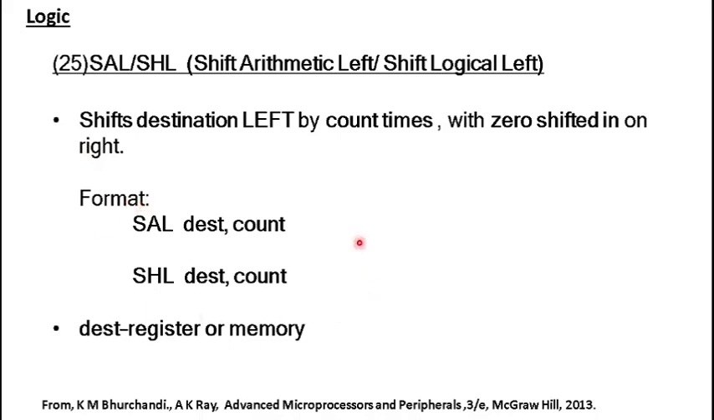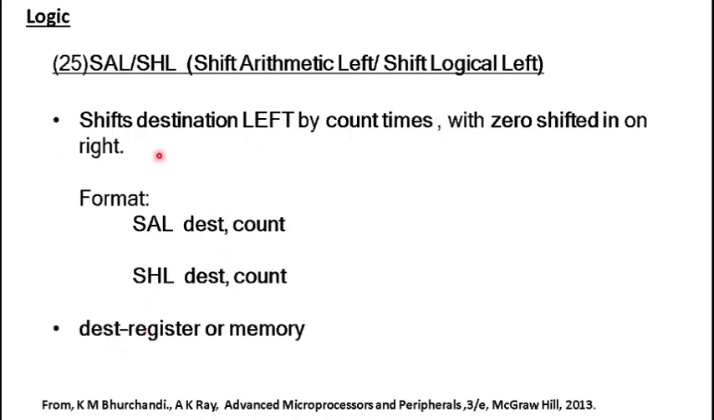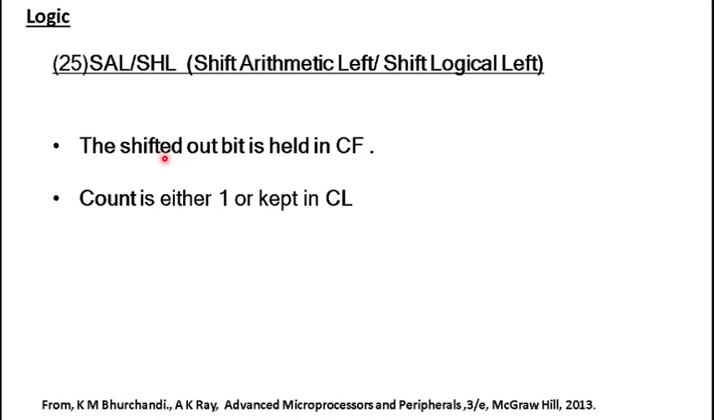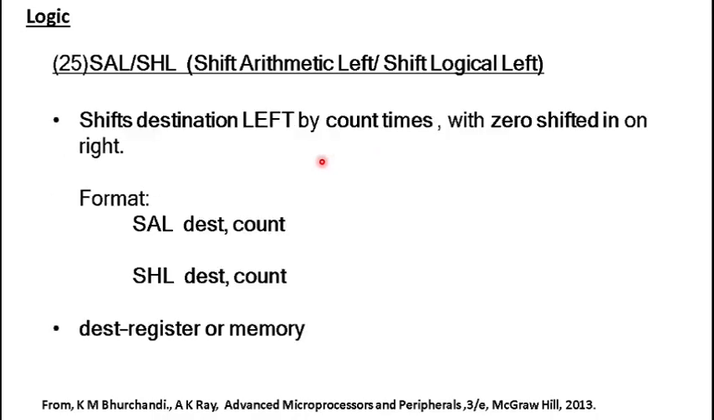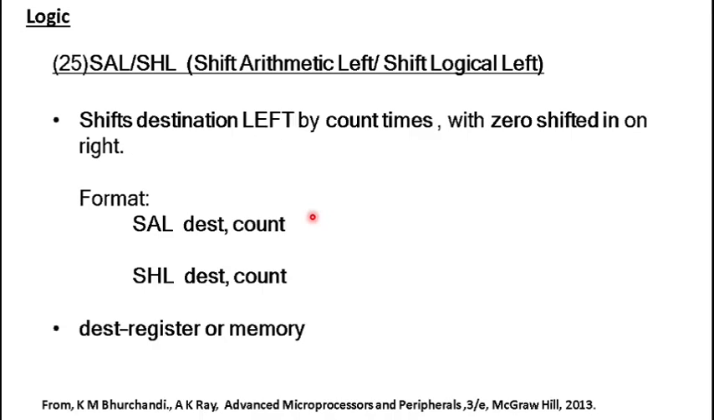So these are the formats of the instructions. SAL and SHL both have the same format. The instruction is followed by the destination, followed by the count. The destination can only be a register or memory location. What happens when these bits are shifted out to the left? The shifted out bit is held in CF, the carry flag. Regarding the count, which is the second operand, it can either be 1, which is the immediate value, or the count can be stored in the CL register, and CL can be specified as the second operand.